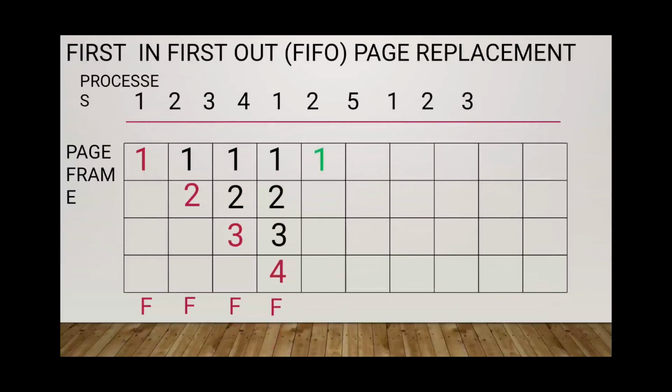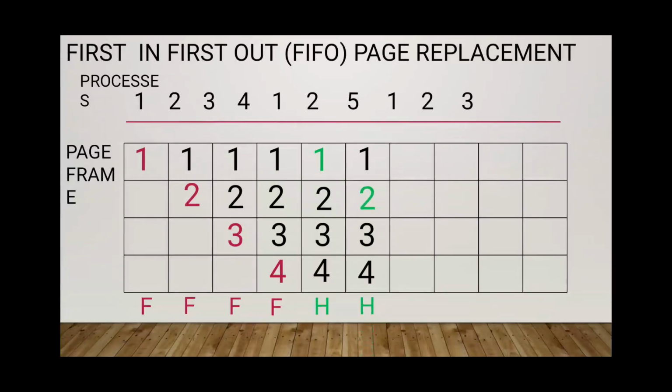The next one is page 1, which is already on the table, so let's just copy the 2, 3, and 4. Then there will be a page hit. A page hit is the opposite of a page fault. It is when the requesting process is already in the page frame. So the next process is 2, which is already on the table, so just copy it, 3 and 4.